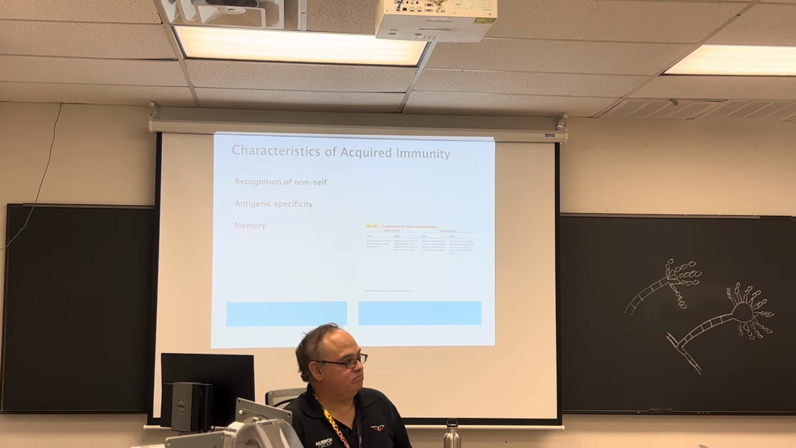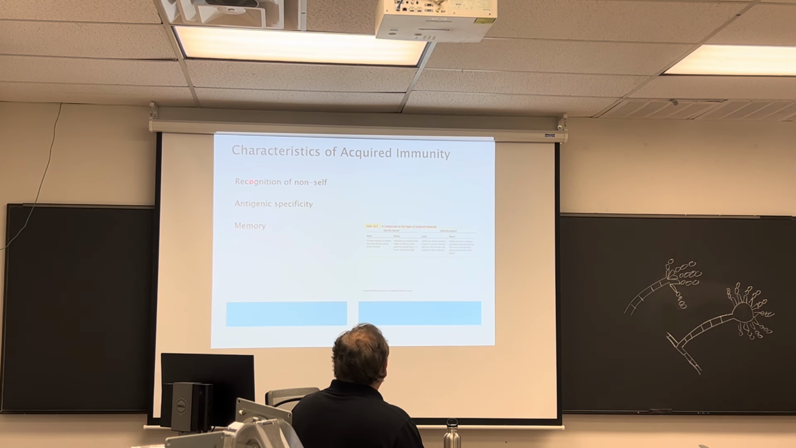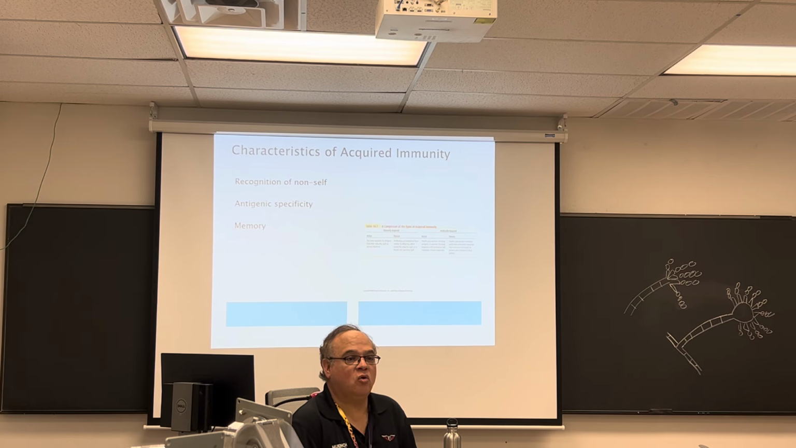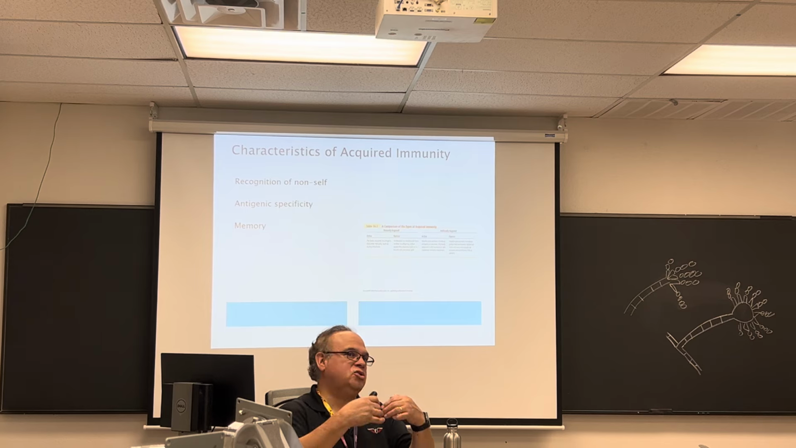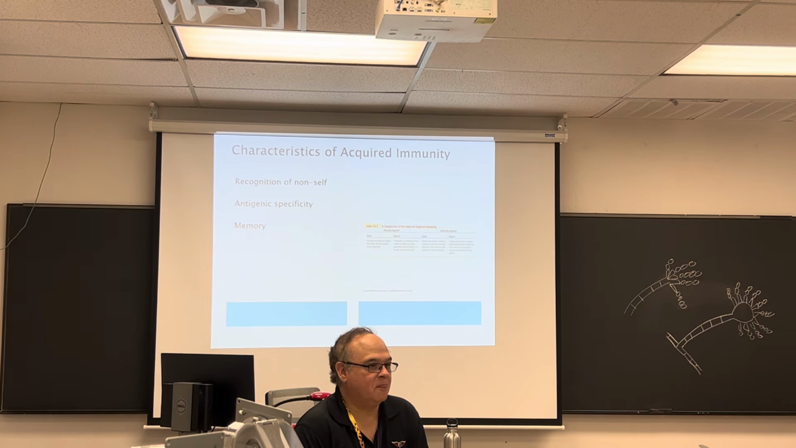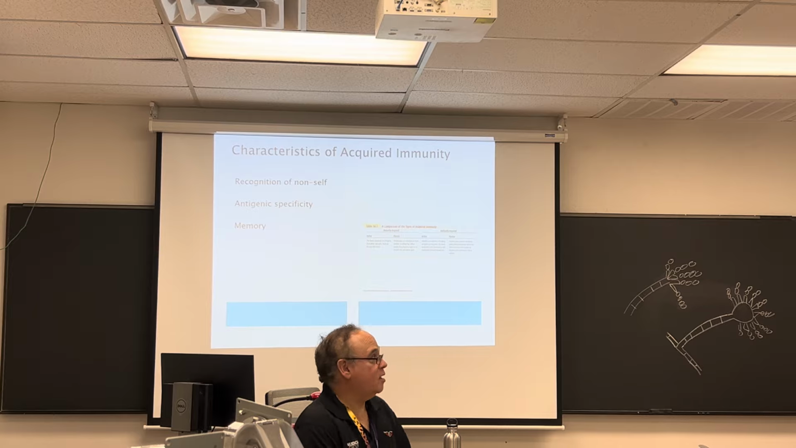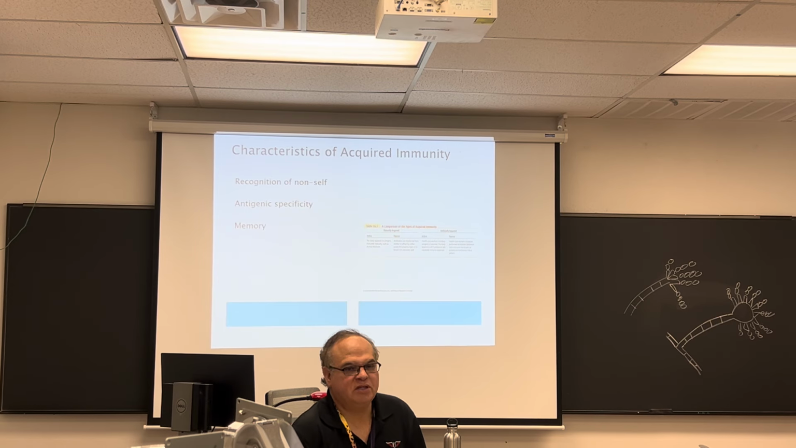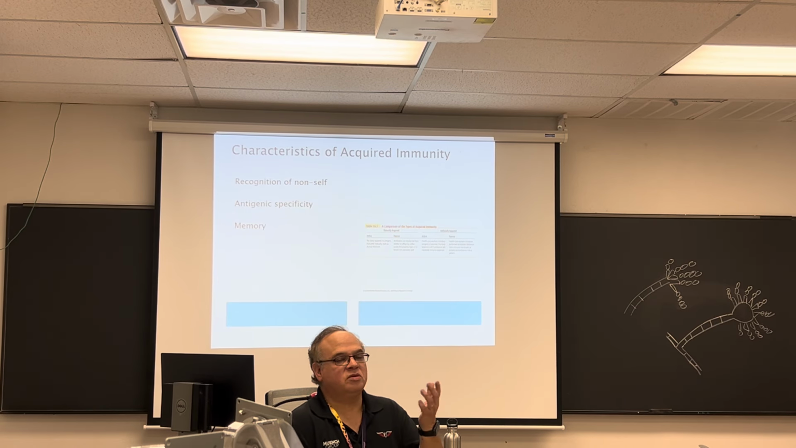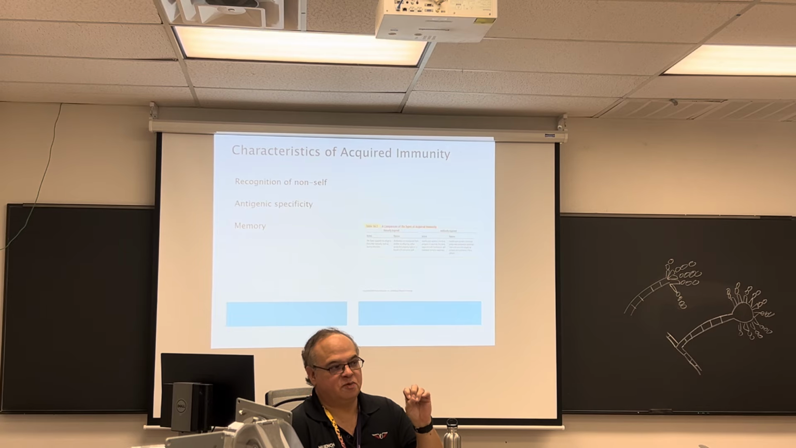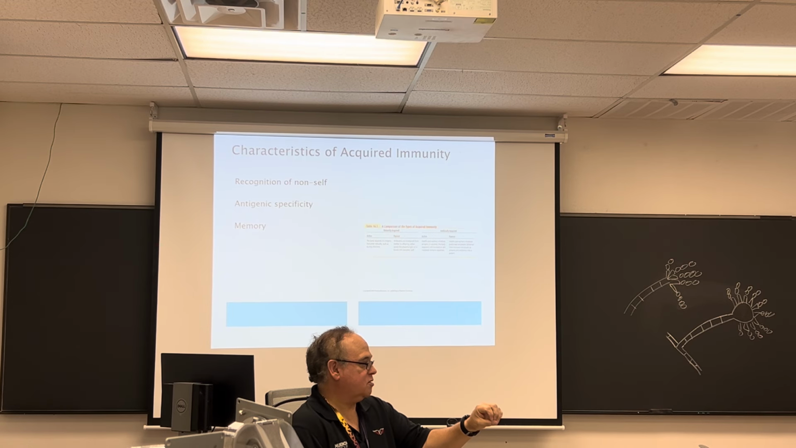Okay? So in order for us to acquire immunity, our immune system has to be able to recognize non-self. Which of the cells recognize non-self? The cytolytic cells and the T4 helper, right? Okay. The infectious agent has to have antigenic specificity. It has to be specific, right? Because our immune system is going to build proteins against those specific non-self entities, right?